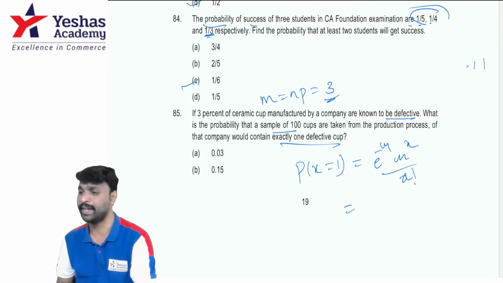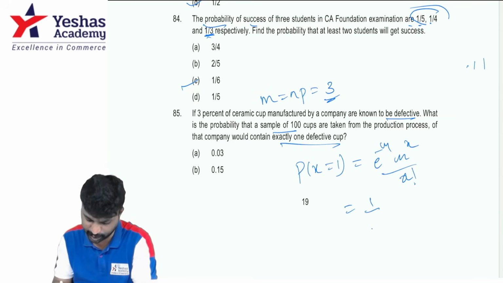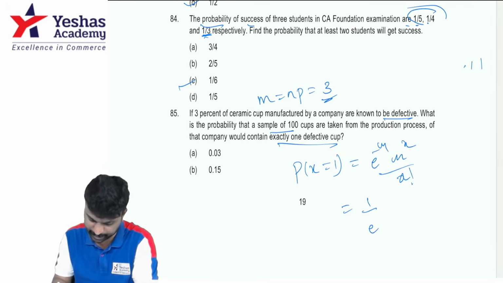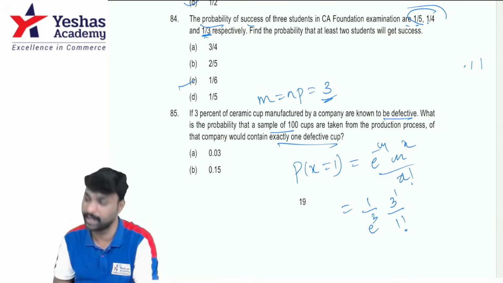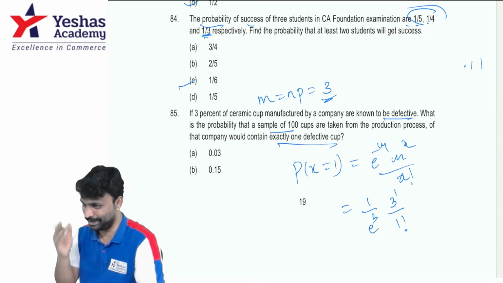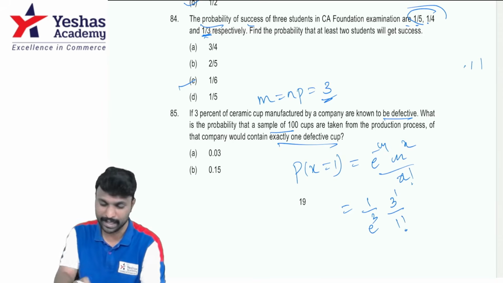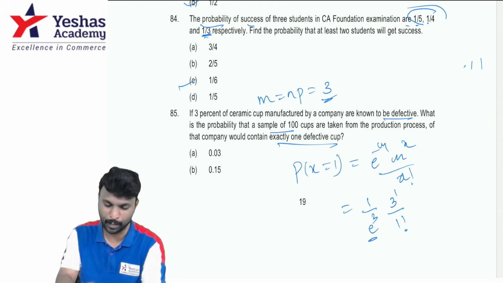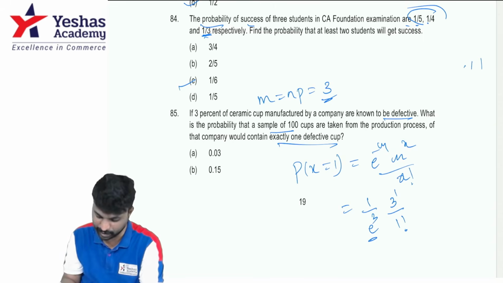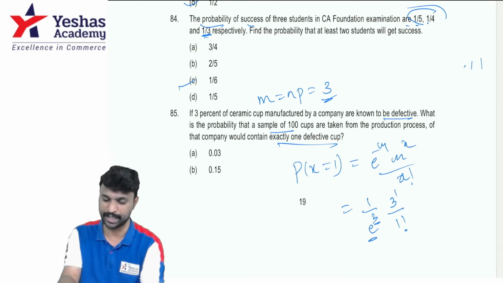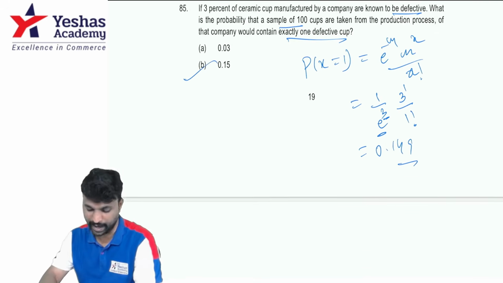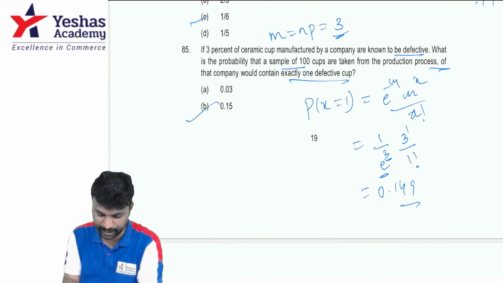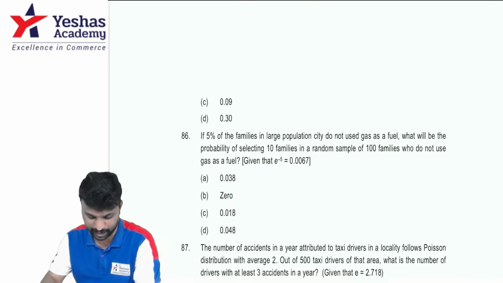Right? I told you, when the e power minus m value is not given, always take it to the denominator. The m value is 3. So minus 3 becomes plus 3 in the denominator. m value 3 power 1 divided by 1 factorial. Clear? Now 3 power 1 by 1 factorial is 3 only, divided by the e value, which is 2.72 approximately. Since the power of e is 3, I have to press equal to 3 times. 1, 2, 3. I get the value 0.149. The nearest answer is 0.15. They're asking us to find the probability, so 0.15 is the answer.